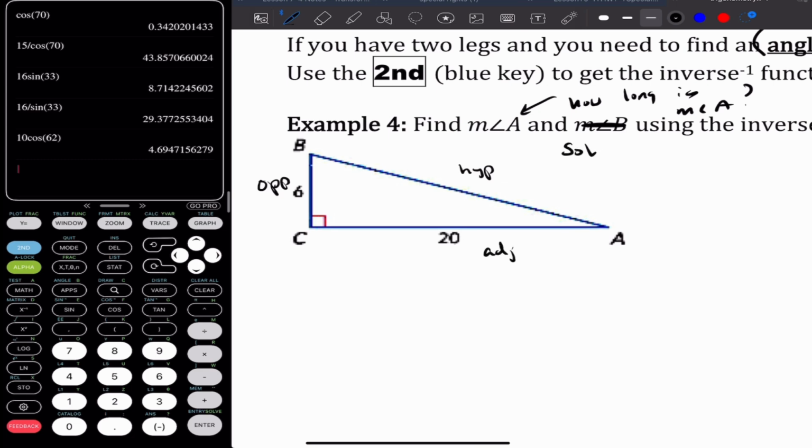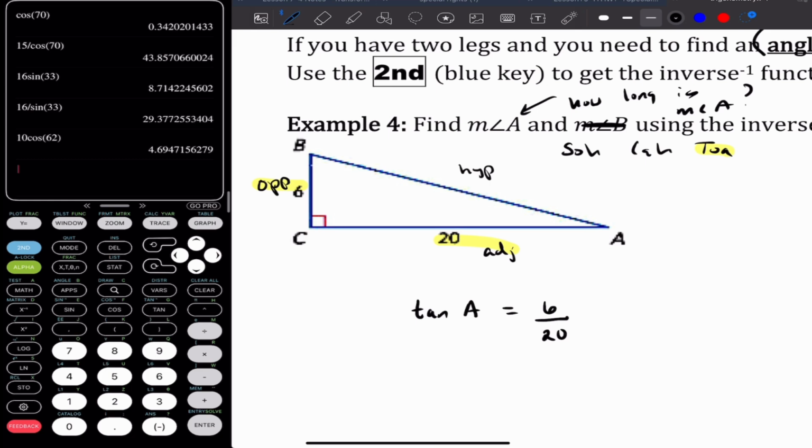So, SOHCAHTOA. 6 is my given information, 20 is my given information. We have opposite and adjacent. That means we're using tangent. So I write the tangent of your angle of reference equals what's opposite? 6. What's the adjacent side? 20. Tangent of A is equal to 6 over 20.